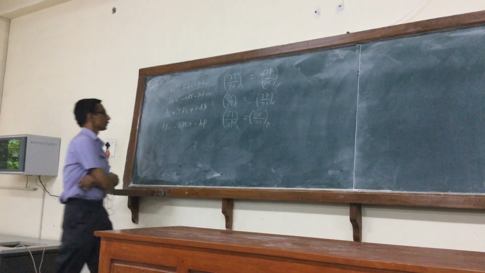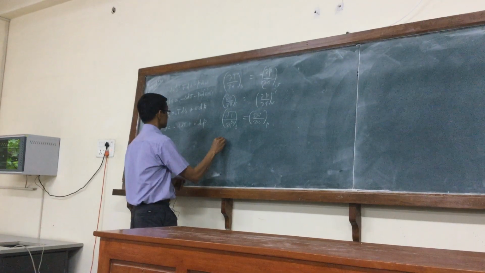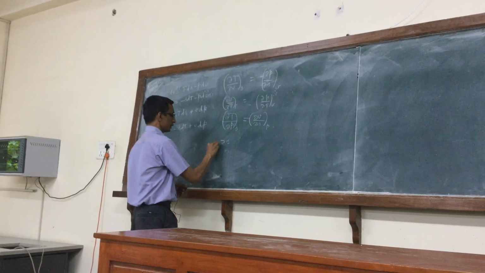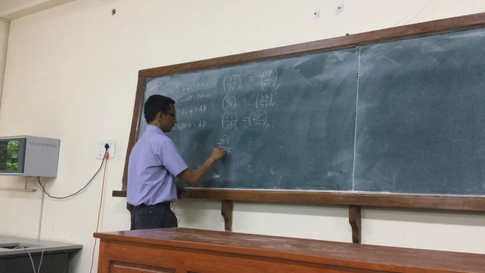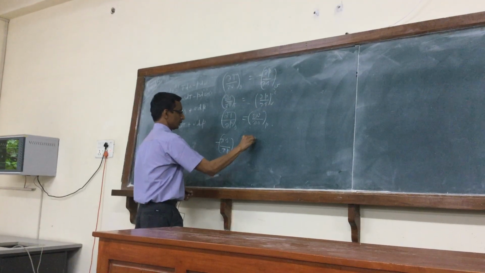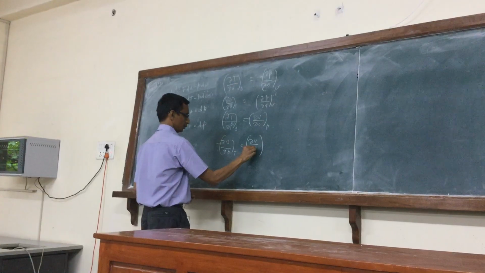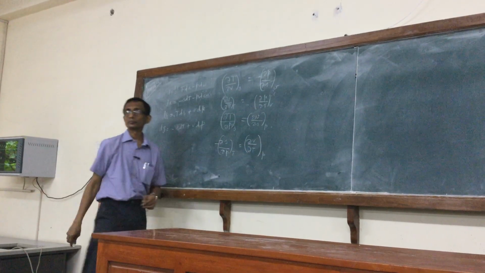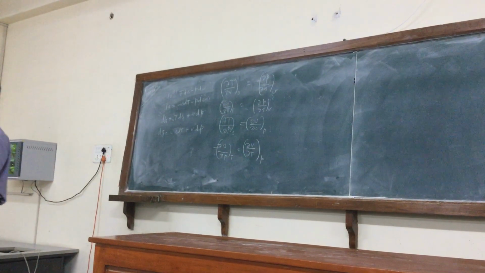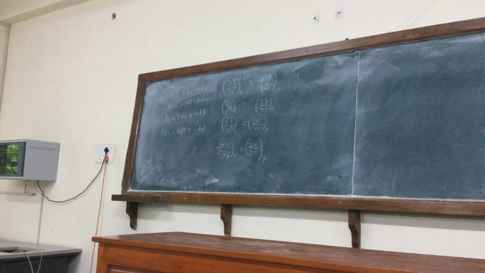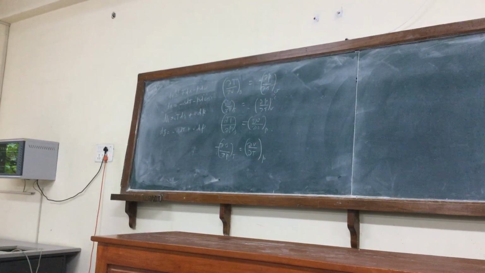Then the last relation is minus dS by dV at constant T is dP by dT at constant V. These are the Maxwell relations. Make sure I present them correctly.